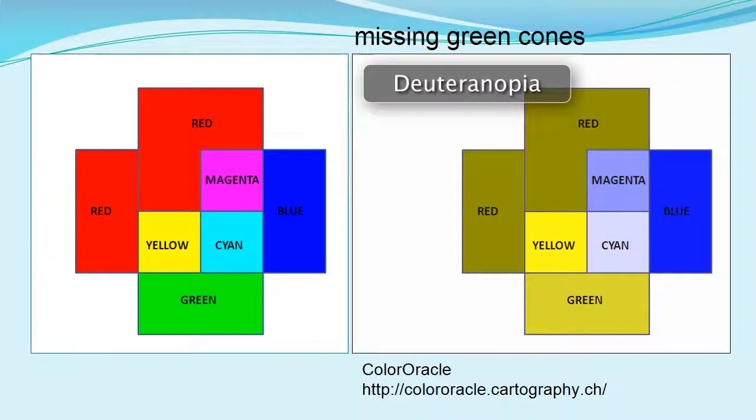So this is deuteranopia, where you are missing green cones. On the left is a normal view. On the right, you can see here the yellow and green are very hard to distinguish and coming closer to the red. And blue and cyan and magenta are somewhat close.